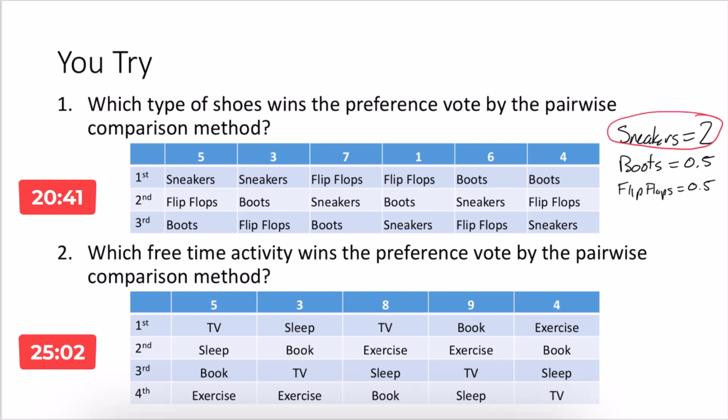In the second example, TV wins 2 of the pairs in the pairwise comparison. Sleeping wins 1 of the pairs. Reading a book wins 2 of the pairs. And exercising wins 1 of the pairs. And so the winner in this pairwise comparison would be TV and reading a book, because both of those tied for the highest number of pairs that they won.